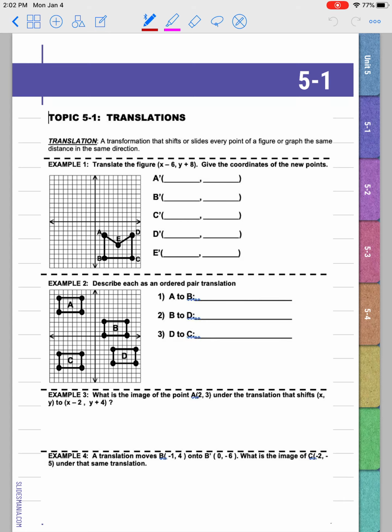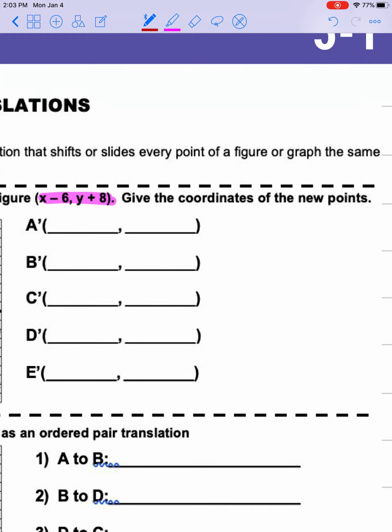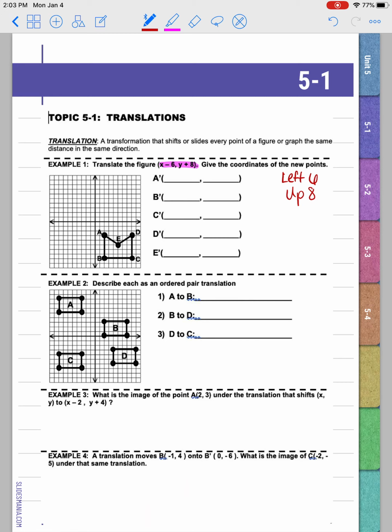Let's do a couple examples and then you can fill in the rest. So the first example says translate the figure X minus 6 and Y plus 8 and give the coordinates of the new points. Well, let's just break this part down first. X minus 6, Y plus 8. Remember, going back to our help sheet that we just did, if it says X minus, then that means the point's going to go to the left. So over here to the side, let's write ourselves a note that it's going left 6. And then Y plus means it's going up, so up 8. So we're going to take every point and literally move them left 6 and up 8.